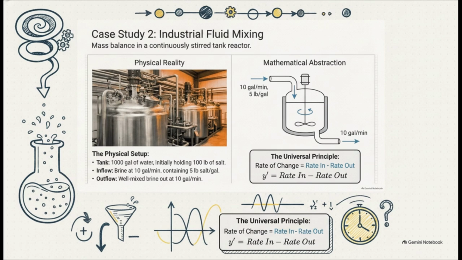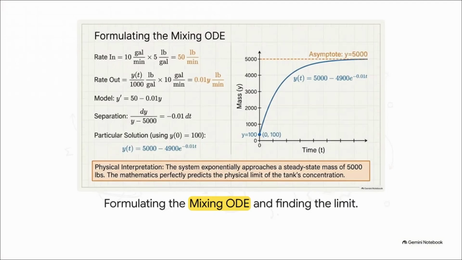Now, brine is continuously pumping in at 10 gallons per minute, and that brine contains 5 pounds of salt per gallon. Simultaneously, the well-mixed solution is draining out the bottom at that exact same rate of 10 gallons per minute. How on earth do we predict the exact amount of salt in that tank at any given minute? Well, we use the universal principle of mass balance. Rate of change equals rate in minus rate out.